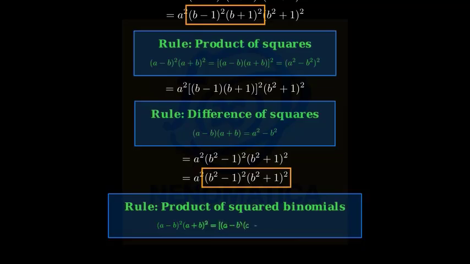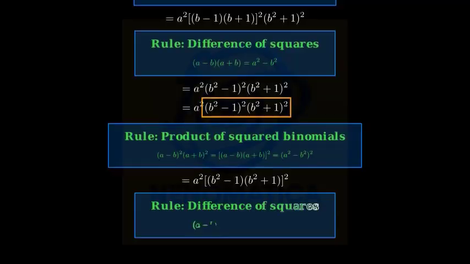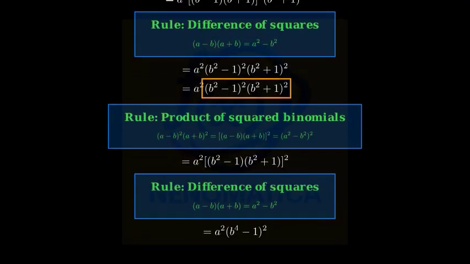Using the same approach as before, this can be written as the square of their product. Again, we'll use the difference of squares formula to simplify the expression inside the square brackets. (b squared minus 1) times (b squared plus 1) equals b to the power of 4 minus 1. So our expression becomes a squared times the quantity (b to the power of 4 minus 1) squared.